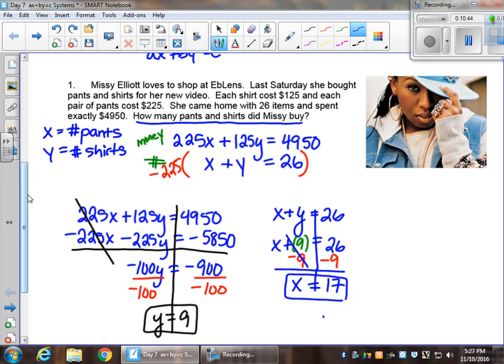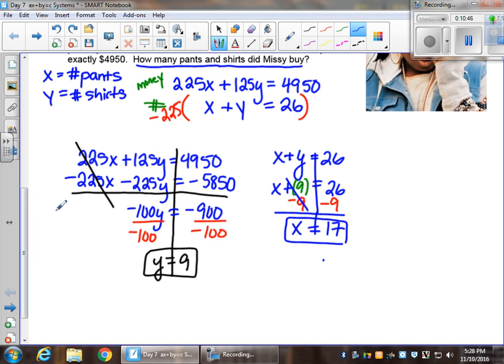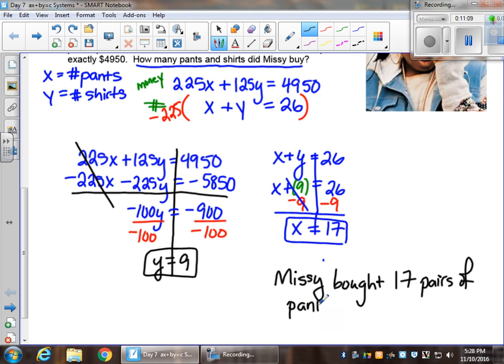What does this mean? Well, to know what this means, we need to look at our variables. X represents pants, so Missy bought 17 pairs of pants. And Y represents shirts, and 9 shirts. And we're done.